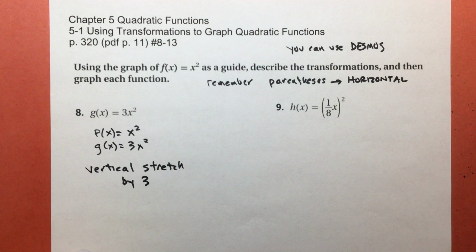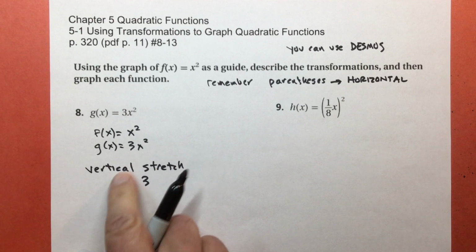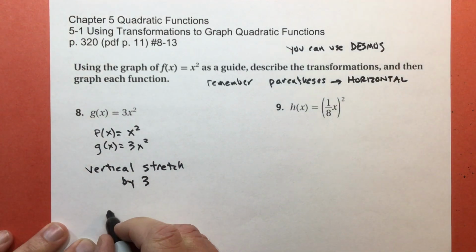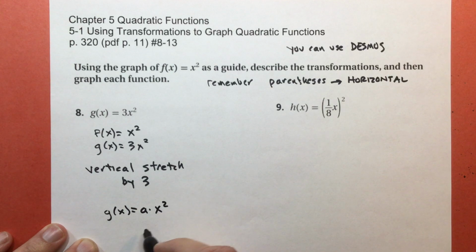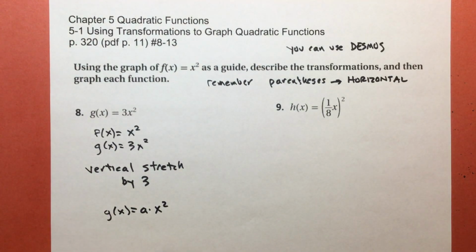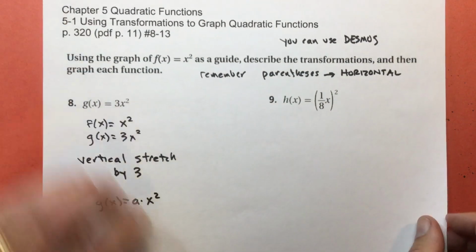By the way, you should have your table of transformations nearby. I have it memorized, but when you're doing this, you're probably wondering where I got this from. It comes from this: g of x equals a times x squared, or a times f of x from the generic table. So make sure you have that information nearby if you don't have it memorized by now.